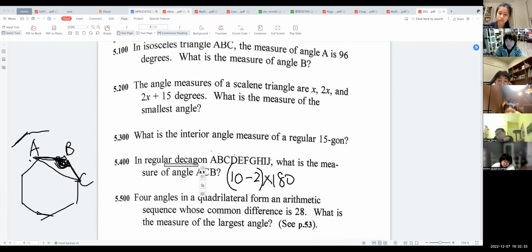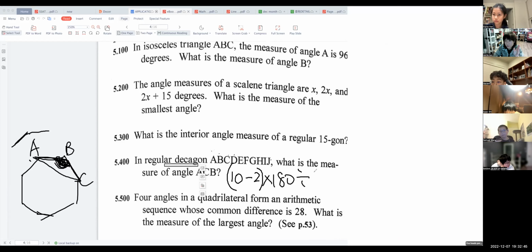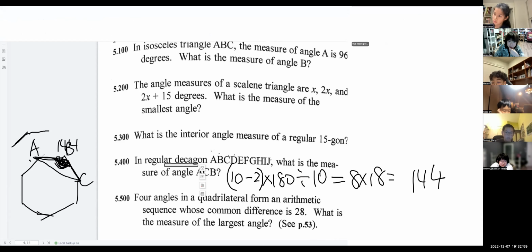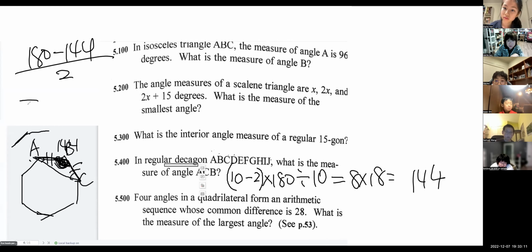To calculate angle B, 对不对？因为 angle B 是一个什么角？是一个 regular decagon angle, which could be easily calculated as 10 minus 2 times 180 divided by 10. Understand everybody? 对不对？那答案是什么？是8乘以18，所以等于144度。Correct? Okay, so if this one's 144，那这两个角，因为它是 regular decagon，所以这两条边是不是一样的？所以它 form an isosceles triangle, so it's 180 minus 144 divided by 2, so the answer is 36 divided by 2 equals 18 degrees.